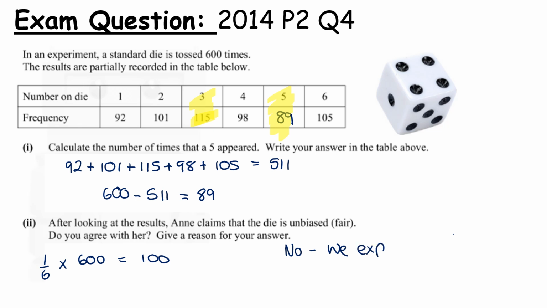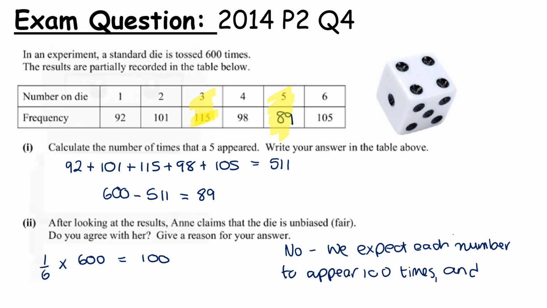We expect each number to appear 100 times. Now, here's the thing. You're not going to get exactly 100 all the time. But 3 and 5 are quite different. They're different enough for us to challenge this being fair. You could argue to say, well, 92 is also a little bit off, and 105, but these two in particular are the ones that would cause us concern.